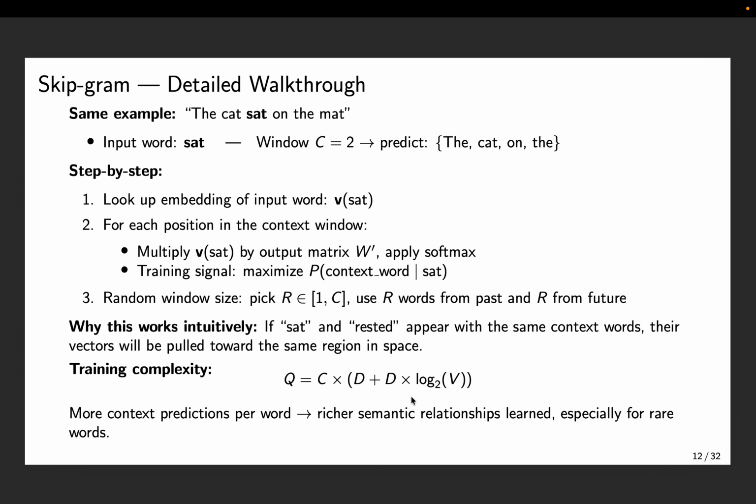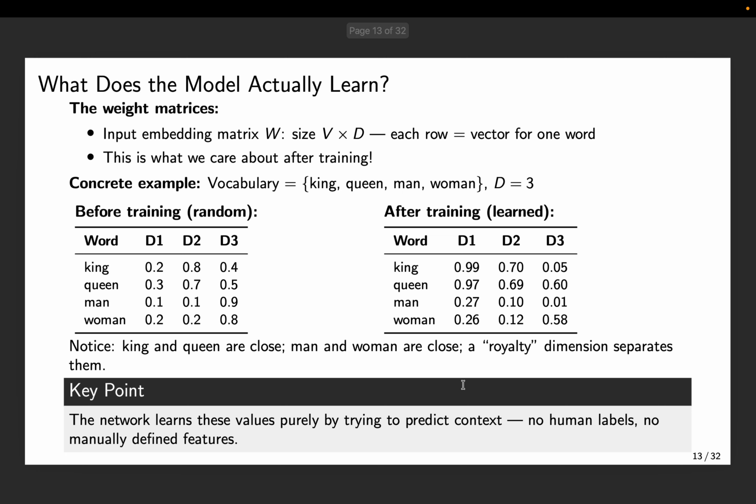It is slightly more expensive than bag of words because we make multiple predictions per word, but the richer predictions lead to much better semantic understanding. Coming to the embedding matrix, let me now clarify what the model is actually learning.